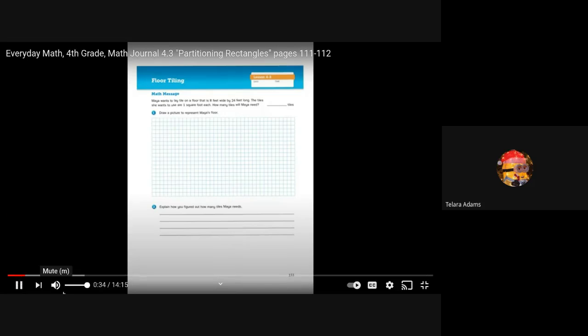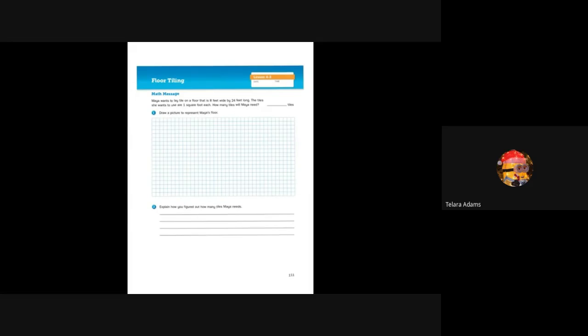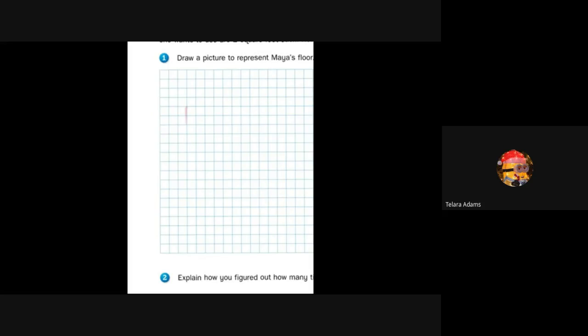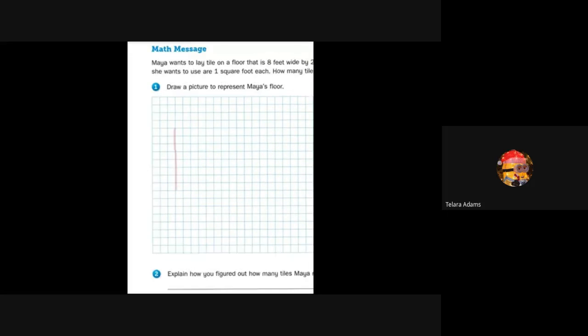It says Maya wants to lay tile on a floor that is 8 feet wide by 24 feet long. The tiles she wants to use are 1 square foot each. How many tiles will Maya need? Okay, so if I'm creating a floor plan for this tiling project, I need to draw a rectangle that is 8 feet wide, or 8 squares tall, by 24 feet long. So let's go ahead and draw a rectangle. I'm going to do 8 squares. 1, 2, 3, 4, 5, 6, 7, 8. Yep, I counted correctly. So now I'm going to do 24 squares across.